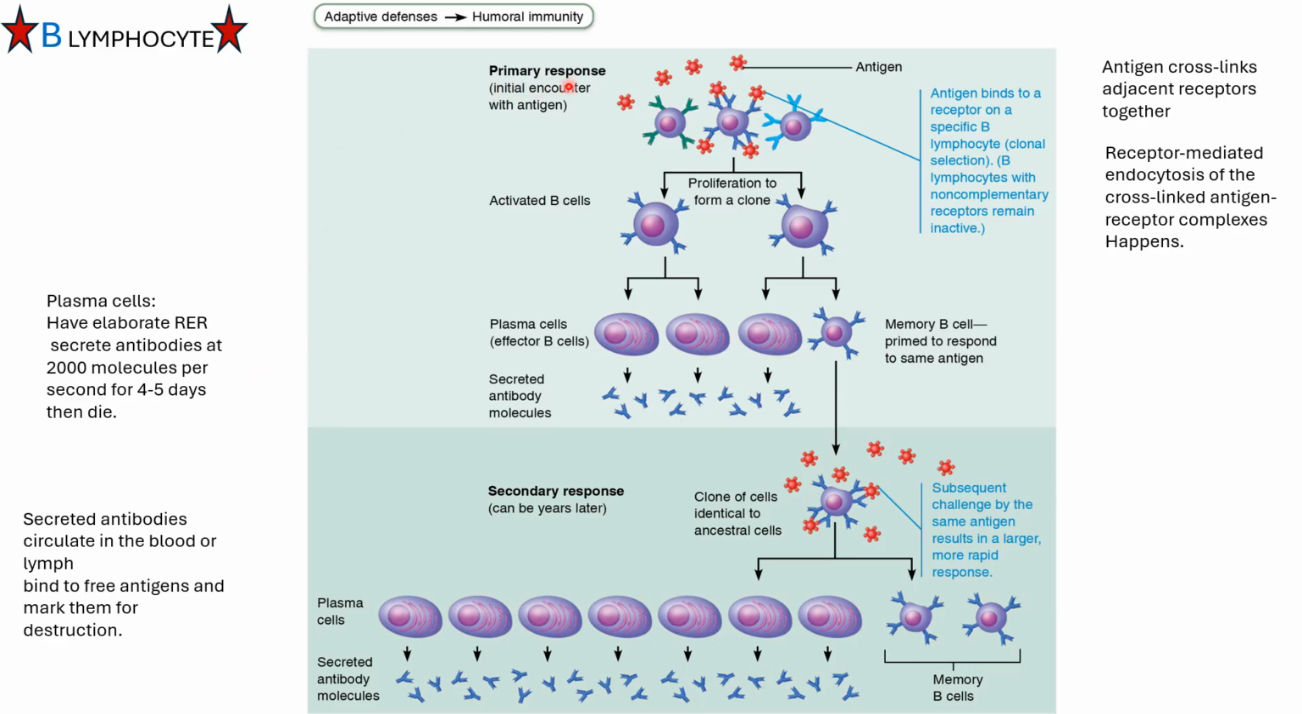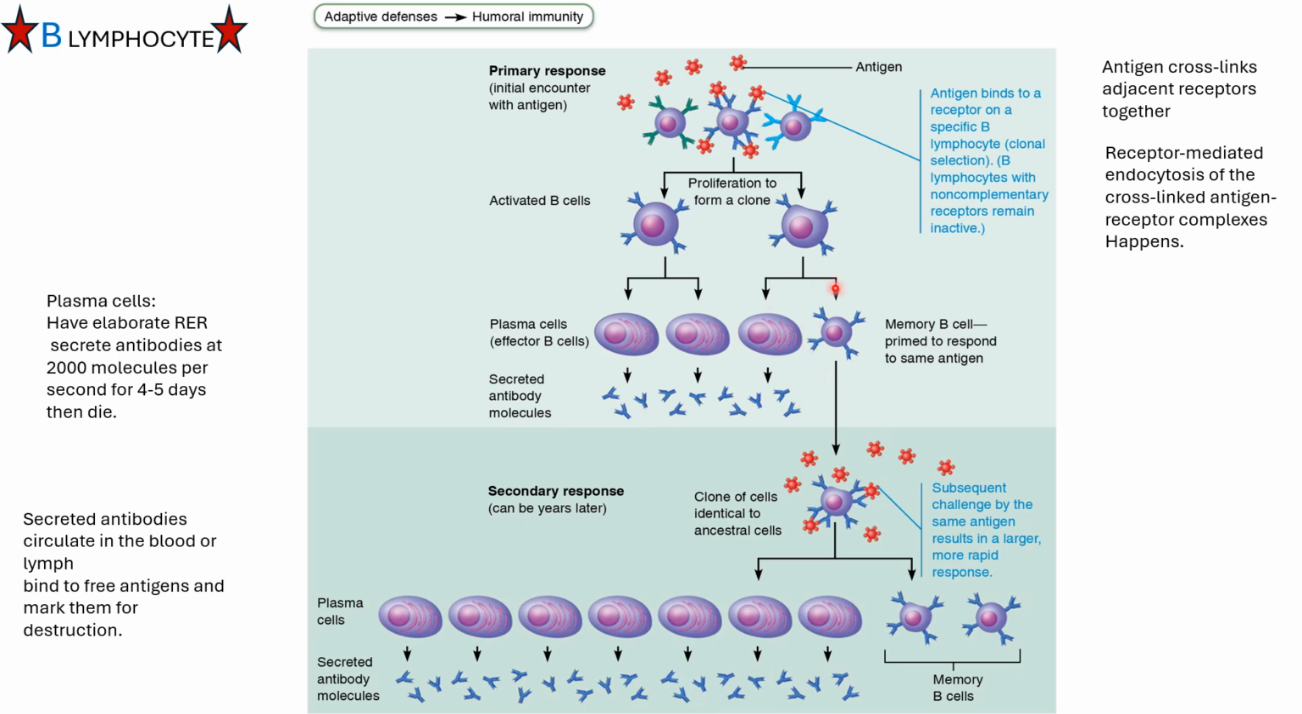Now let's go over this. So this is the primary response. Primary response means the first encounter of the B cell with the antigen. So this is an antigen, and it has attached to multiple receptors, which are antibodies, on the surface of the B cell, and because of cross-linking, the B cell is activated. Now it is doing proliferation to form a clone. So these are activated B cells. Some of these B cells will become plasma cells, which will secrete antibodies, which will go and take care of this antigen which has attacked.